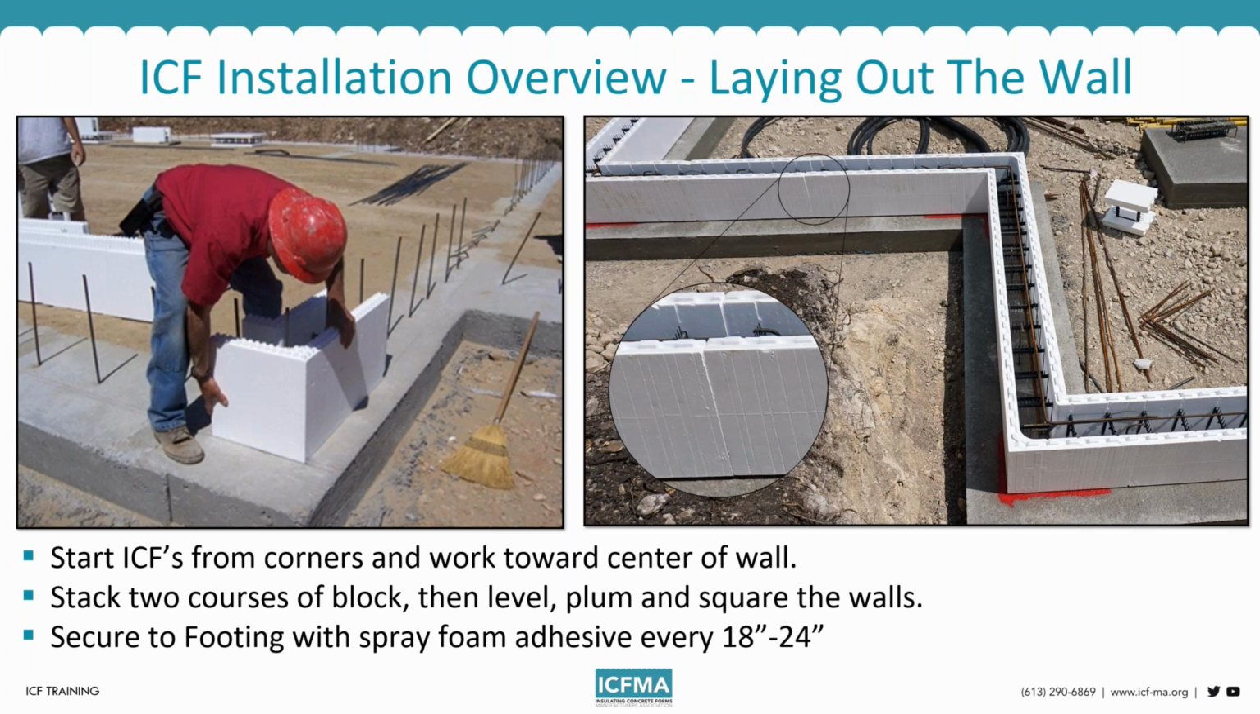Once you've gotten your first two courses done, from there, you're going to square your walls. You're going to make sure everything's in the right position. And then you're going to use just a little bit of spray foam to secure your walls to your footing. And at that point, you're ready to continue on up your wall.